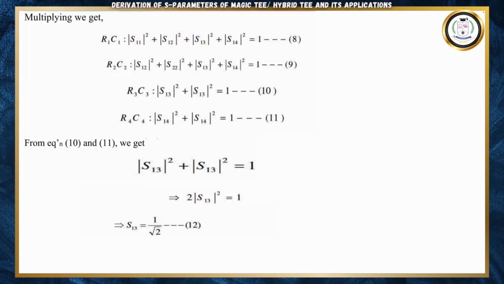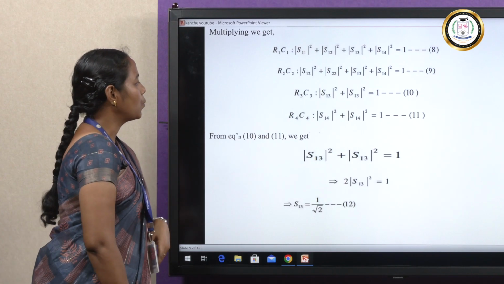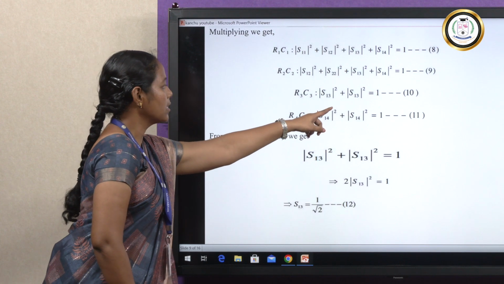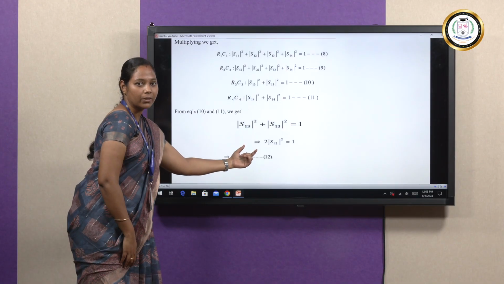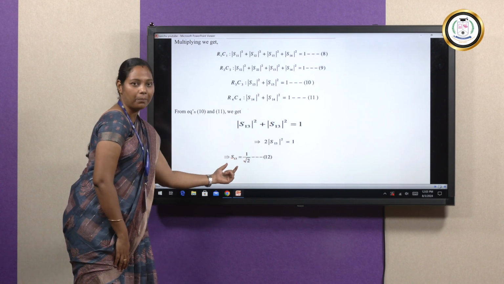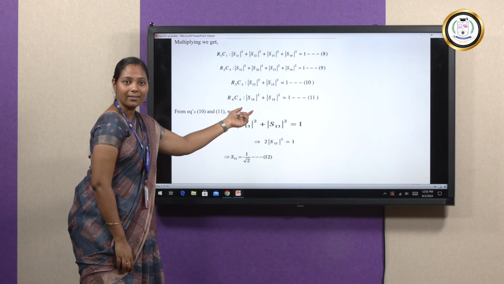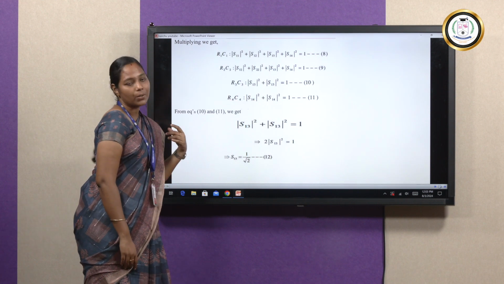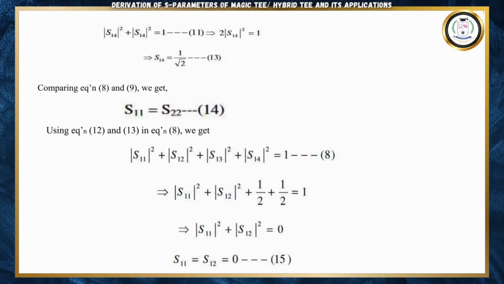Next, we have to find out the values. I have taken equation number 10 over here. If you see here, S13 whole square plus S13 whole square equals 1, we know that. So we can write it as 2 times S13 whole square equals 1. In terms of S13, we can write it as 1 by root 2, right? So we have written like this. The next thing, we have to take the 11th equation. For the 11th equation, S14 equals 1 by root 2 will come. You see here, S14 equals 1 by root 2, we got it.